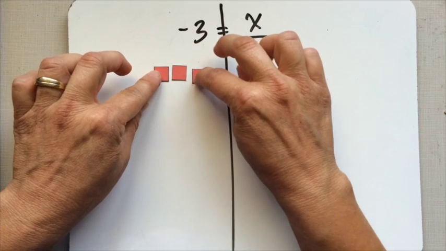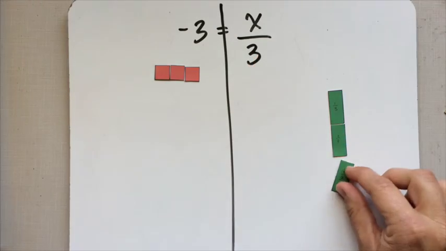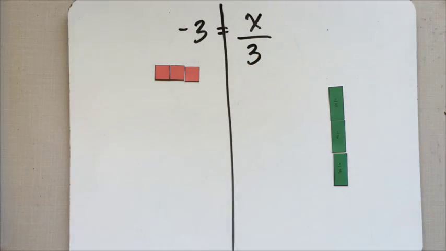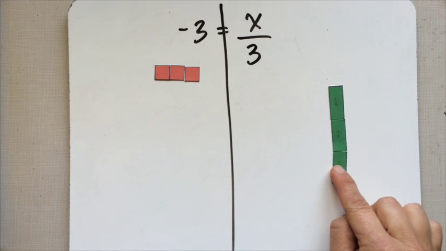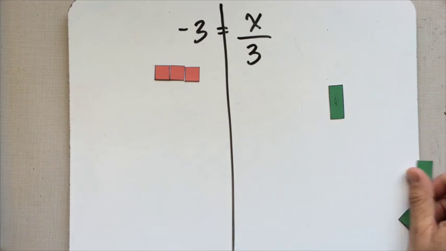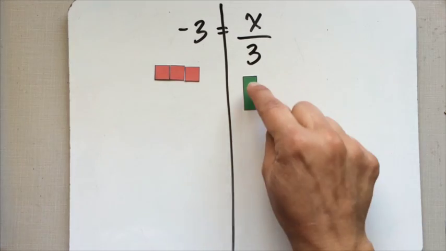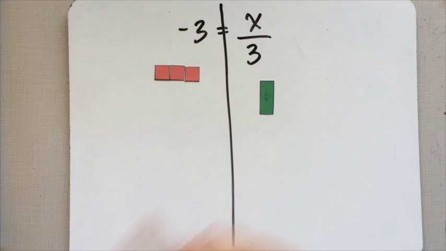All right, we've got -3 equals x divided by 3. So -3, we know, is 3 negative ones. X divided by 3 isn't that complicated. It's an x, right? Here's one whole x. And I've already cut it up into 3 equal pieces. Can you see how many of these pieces I'm going to have? I'm just going to have one. Interestingly enough, x divided by 3 is the same as 1x divided by 3. We have 1x divided into 3 pieces. So I got this little piece of an x.